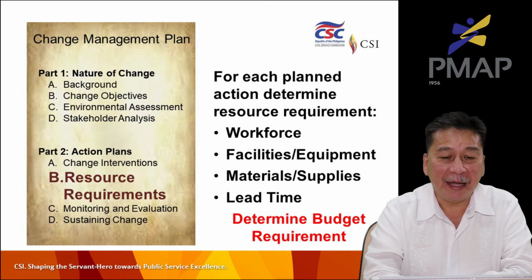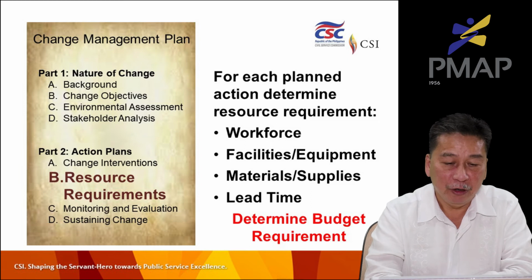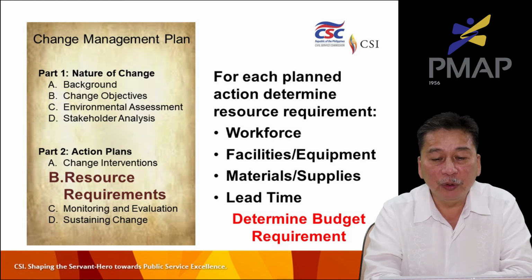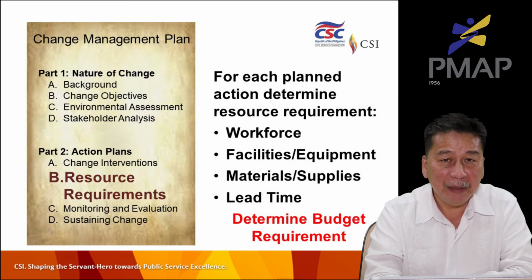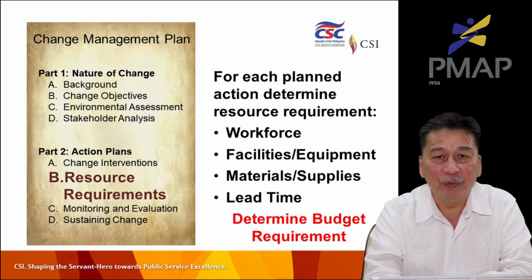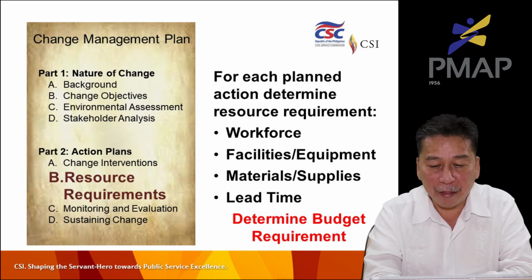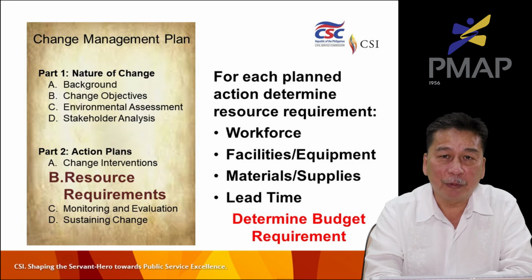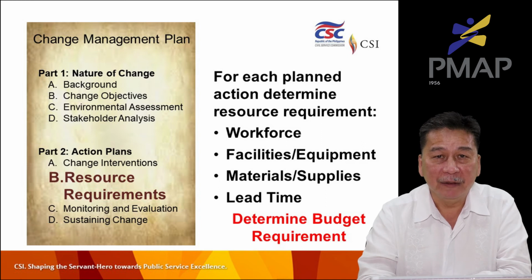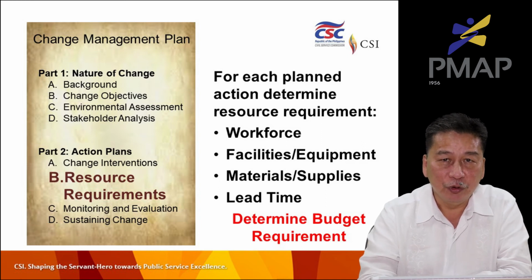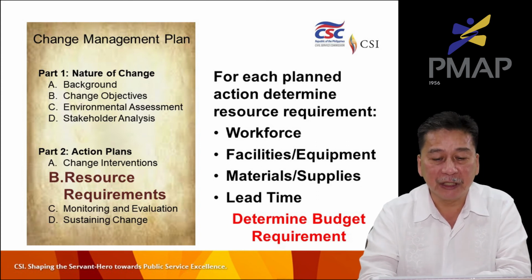Okay, so after identifying the action plans that we need to implement to build capability for change, then we need to identify the resource requirements in implementing each of the action plans. And for us to be able to do that, we need to determine specific requirements. Like, for example, workforce. How many people do we need to perform certain things that will be related to the project? Another is facilities and equipment. Do we need to provide them with an office, or a work table? Third is materials and supplies. What materials and supplies do we need so that we'll be able to implement the actions properly.